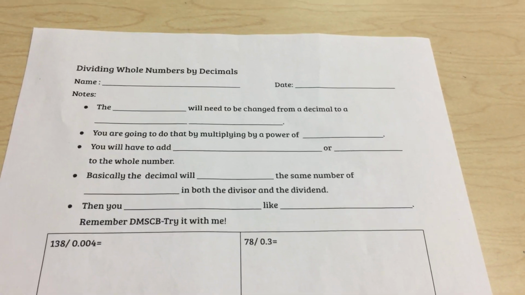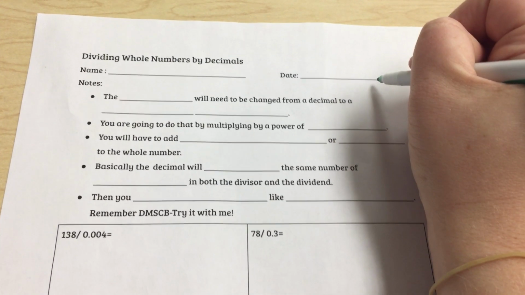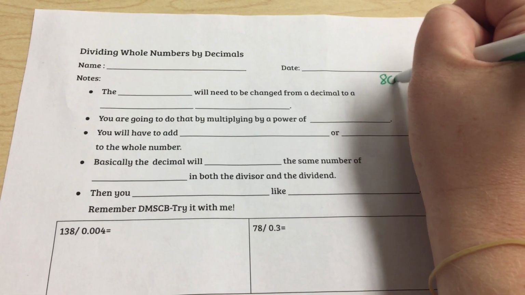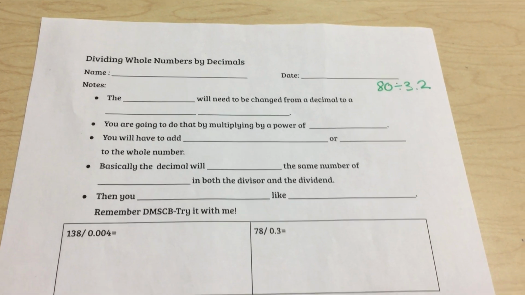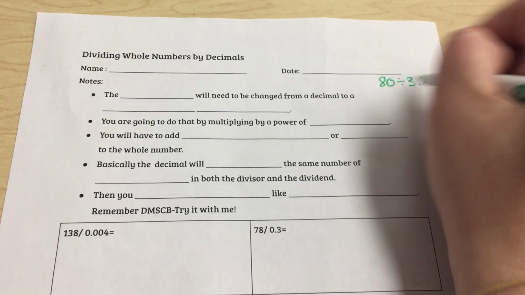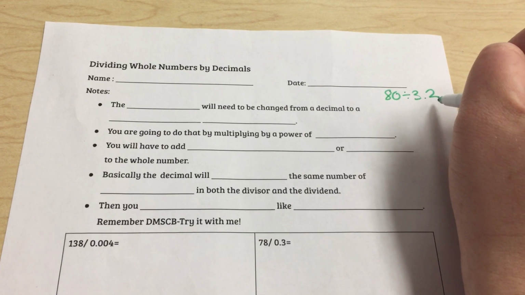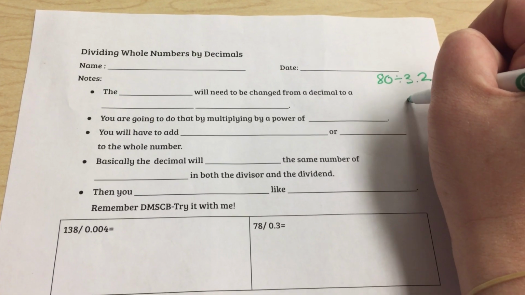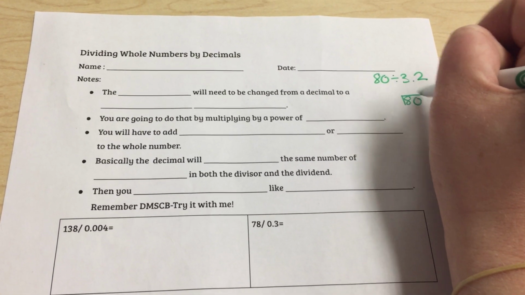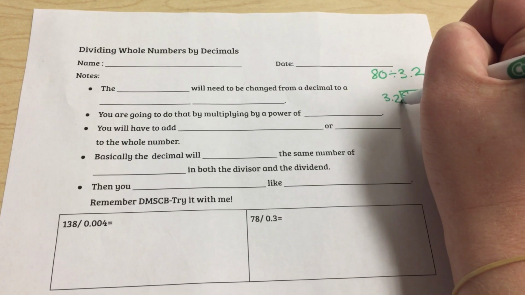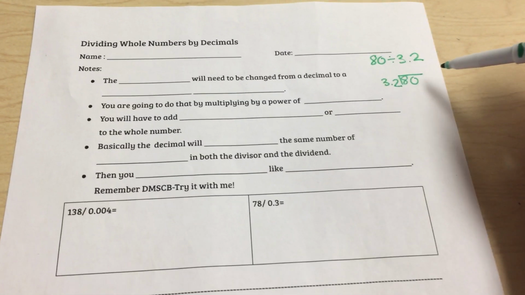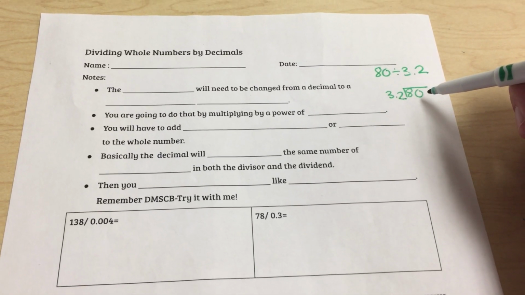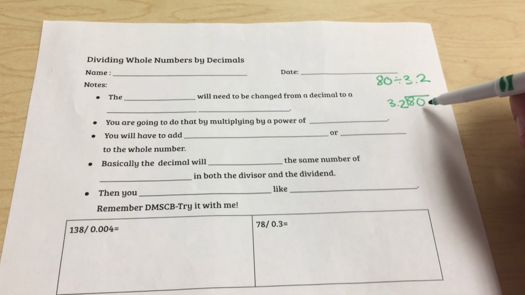Okay, starting off, we're gonna use our example problem today as 80 divided by 3.2. So if we did it this way, this would be our whole number divided by a decimal. So our 80 is going to be the number in the house, and the 3.2 is our divisor, or the number we're dividing by.